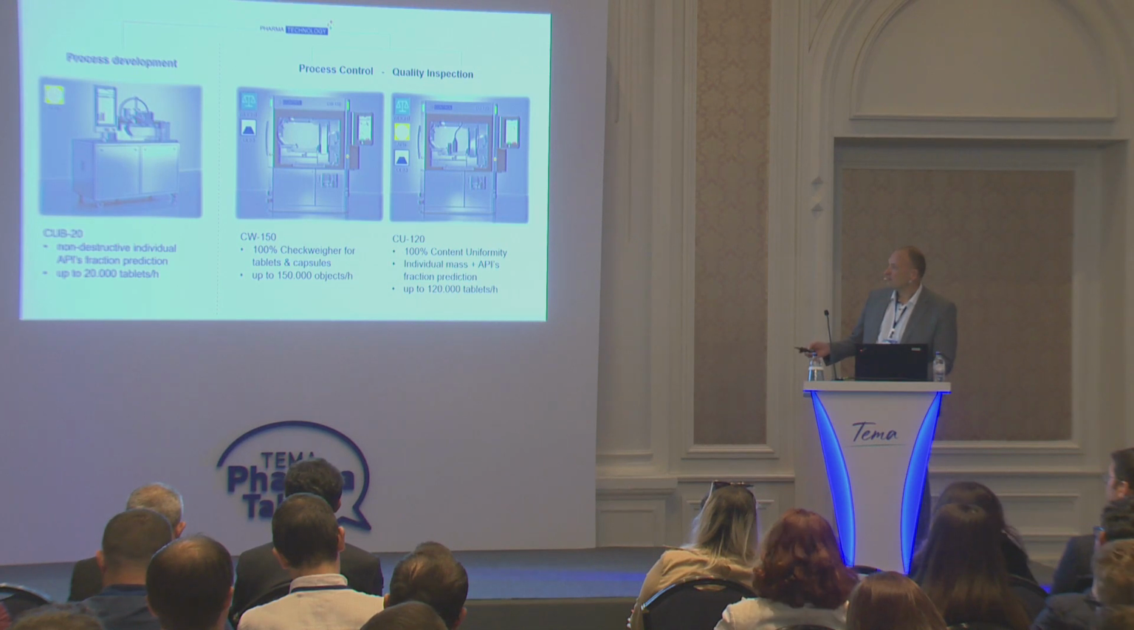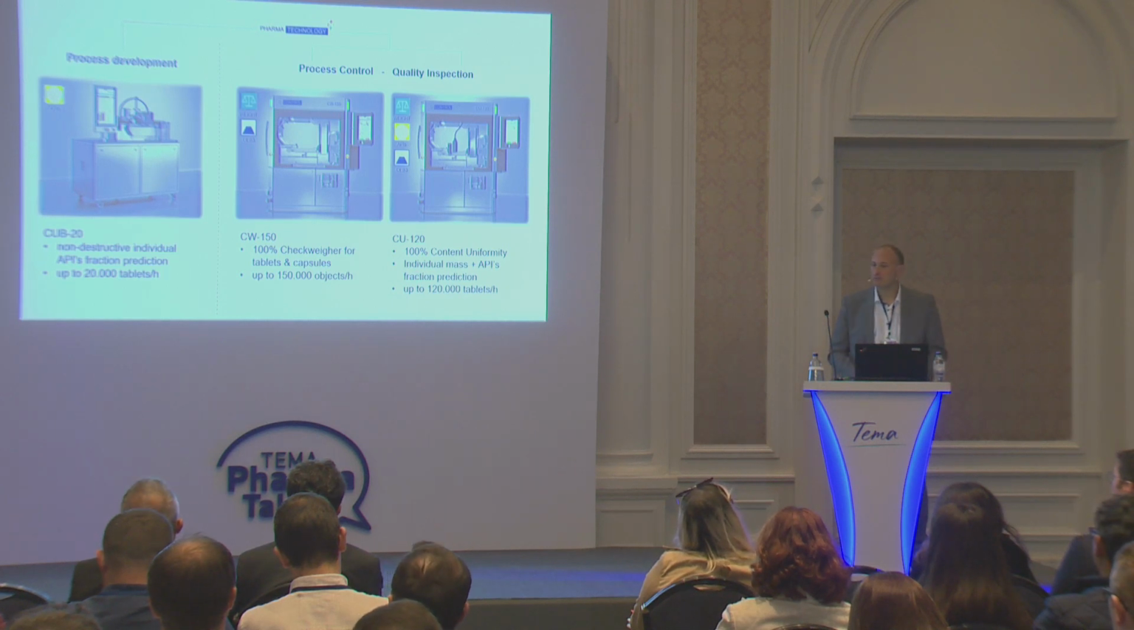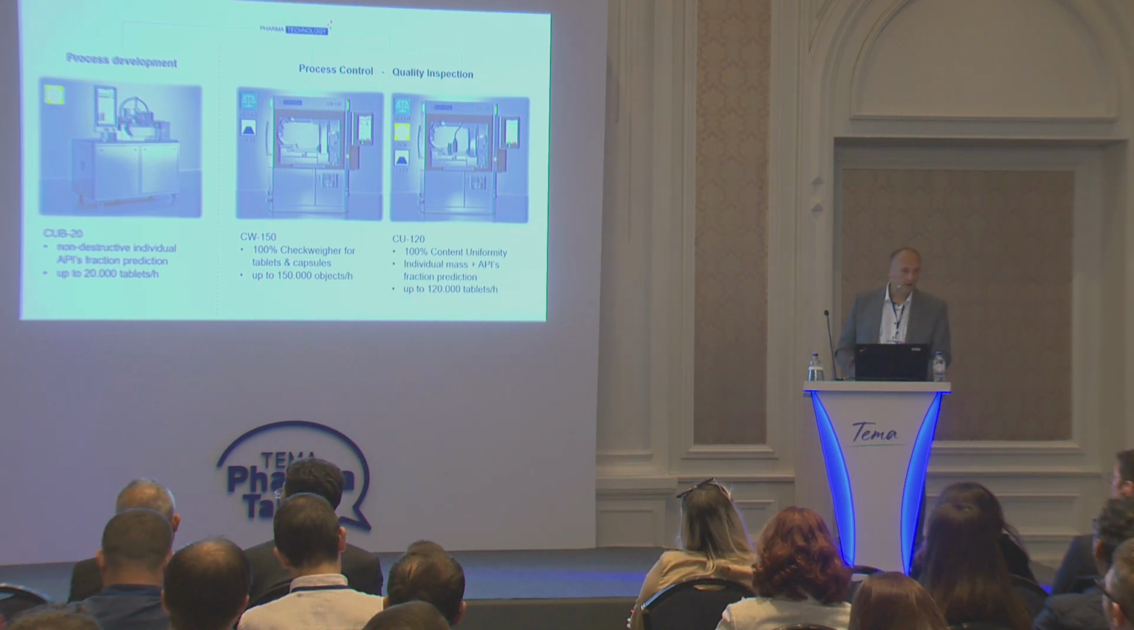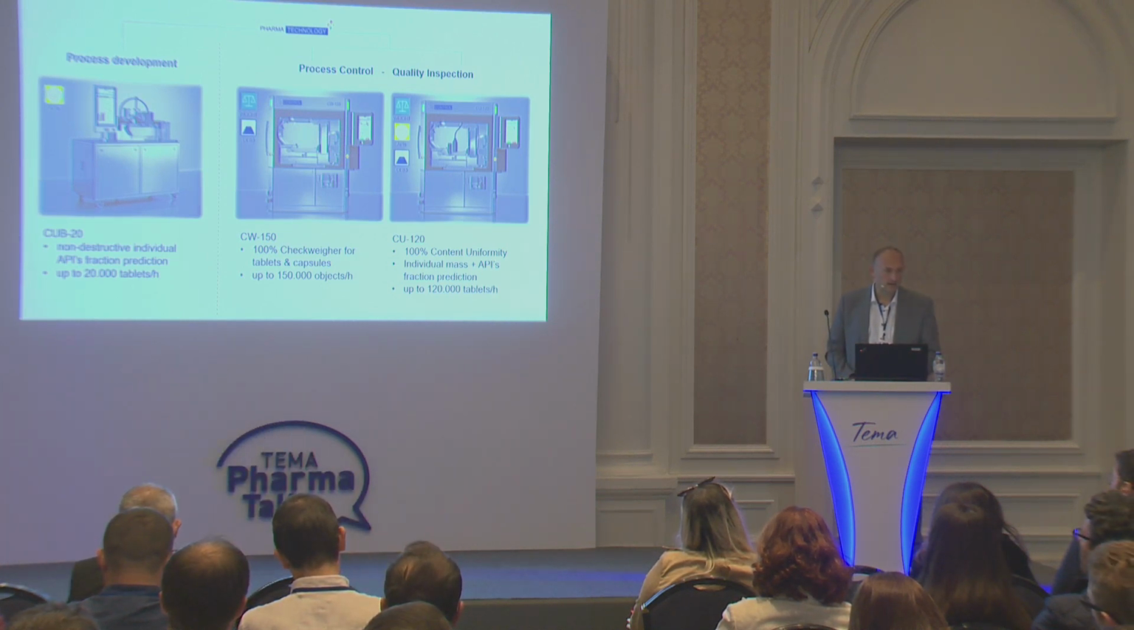Going to the CW 150, this is a 100% check weigher for tablets and capsules. You can easily change between capsules and tablets by changing format parts. Here we can go up to 150,000 objects per hour. The technology inside, at the heart of the machine, is a 3D microwave, which gives us the mass of each individual object.